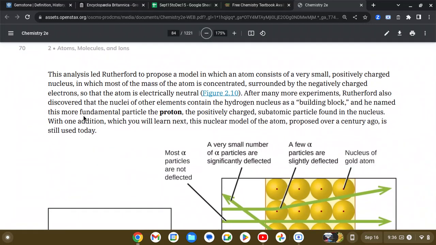This analysis led Rutherford to propose a model in which an atom consists of a very small, positively charged nucleus in which most of the mass of the atom is concentrated, surrounded by the negatively charged electrons, so that the atom is electrically neutral. After many more experiments, Rutherford also discovered that the nuclei of other elements contain the hydrogen nucleus as a building block, and he named this more fundamental particle the proton: the positively charged subatomic particle found in the nucleus, with one addition, which you will learn next. This nuclear model of the atom proposed over a century ago is still used today.